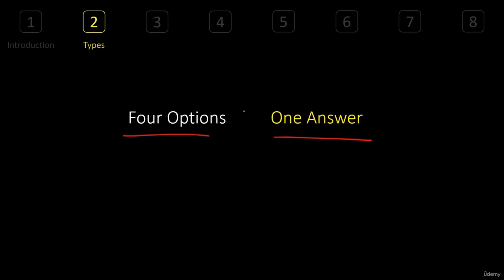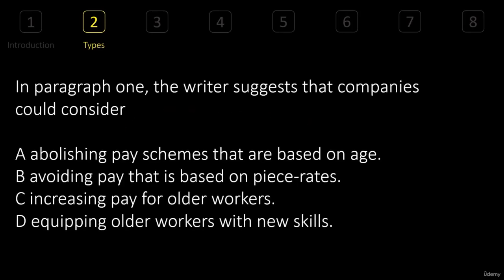This is the first type. This is how it looks. This is the first question or statement. In this case, we have a statement: in paragraph 1, the writer suggests that companies could consider this thing. Now here we have 4 options, as I said, and 1 statement. This is type 1. Okay.